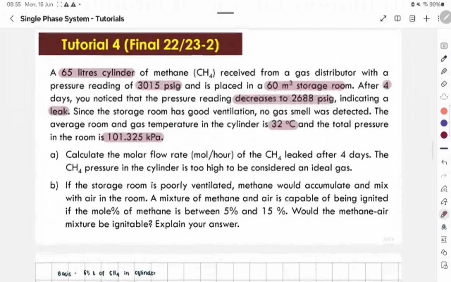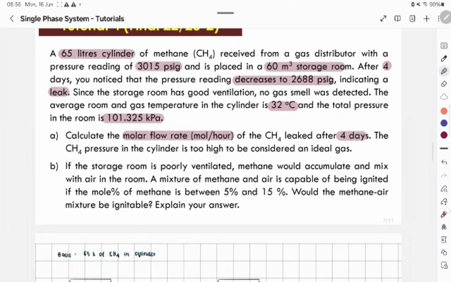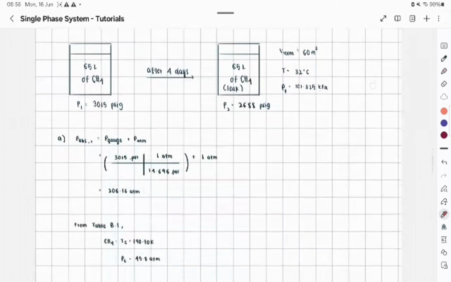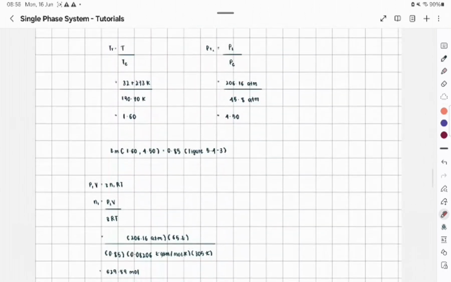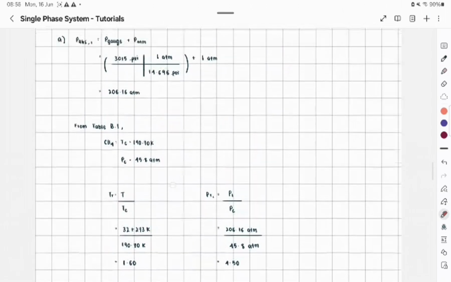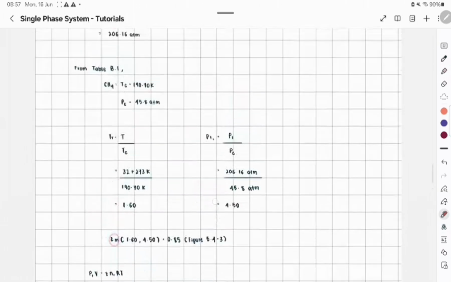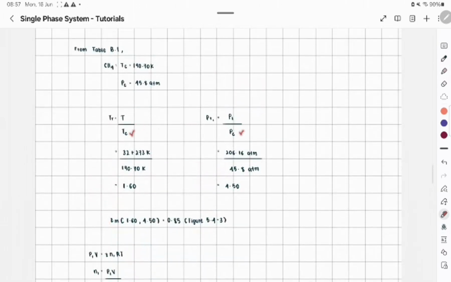Question A. Calculate the molar flow rate, mole per hour, of the CH4 leak after 4 days. The CH4 pressure in the cylinder is too high to be considered as an ideal gas. So this question states that we need to find the molar flow rate, and then we need to use a real gas equation due to CH4. So the formula is PV equal to ZnRT. In order to solve the equation, first we need to find the Z value. In order to find the Z value, we need to have PC and TC. So, we follow step by step.